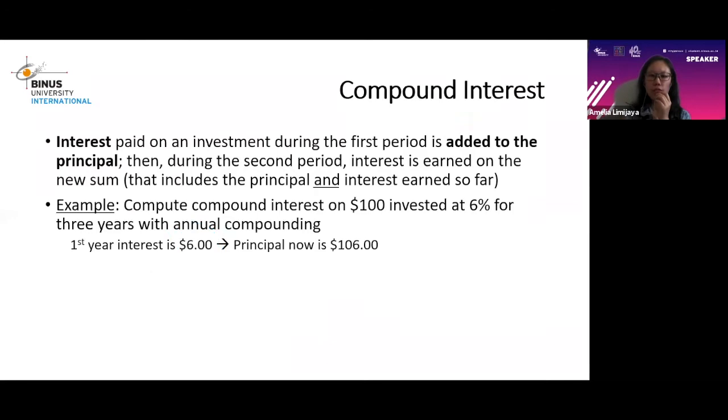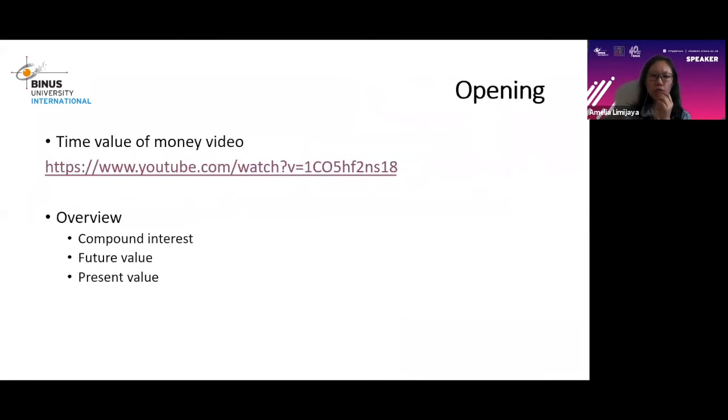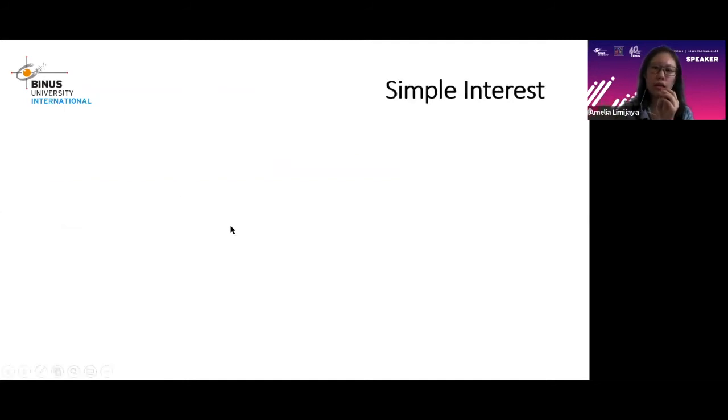So if you remember, that's actually our first point, your compound interest, yeah? Our second point is about future value. And our third point is about present value. Actually, future and present value, once you understand either one, I think you automatically understand the other one because they're basically the same concept, but you're looking at it from a different point of view, okay?